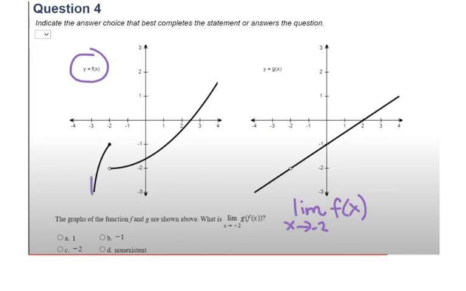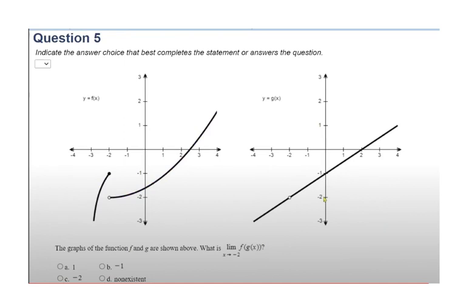So I'm approaching -2 from the left. I'm approaching -2 from the right. And this doesn't exist. So this is a case where I get to stop and I get to say, if the inside function's limit doesn't exist, we quit. The composite function's limit would not exist. So, done with that one.